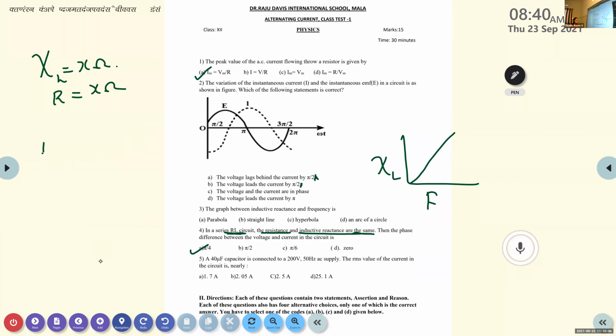Okay. Now the fifth question. A 40 microfarad capacitor is connected to a 200 volt, 50 hertz AC supply. The RMS value of the current in the circuit is nearly 1.7 ampere, 2.05 ampere, 2.5 ampere, or 25.1 ampere. Which option is right?